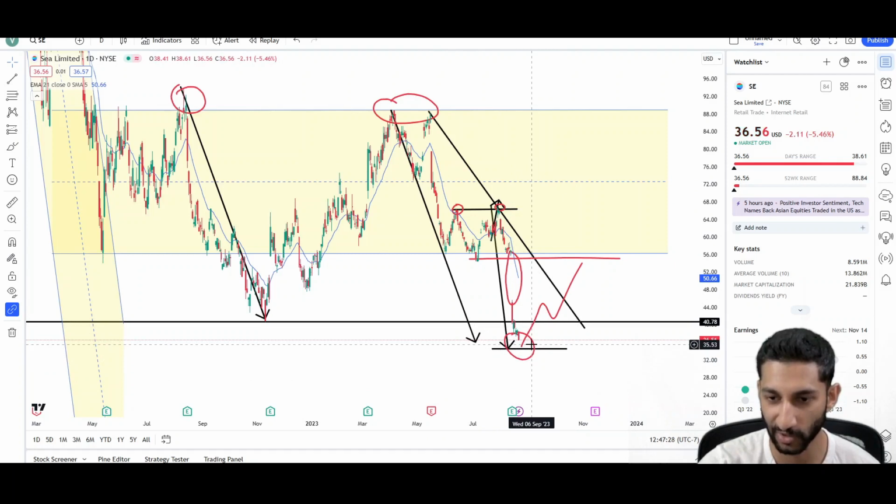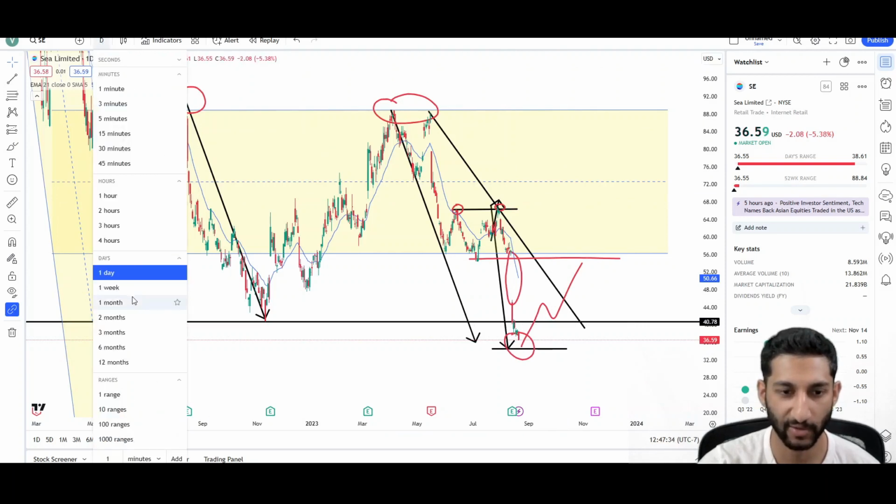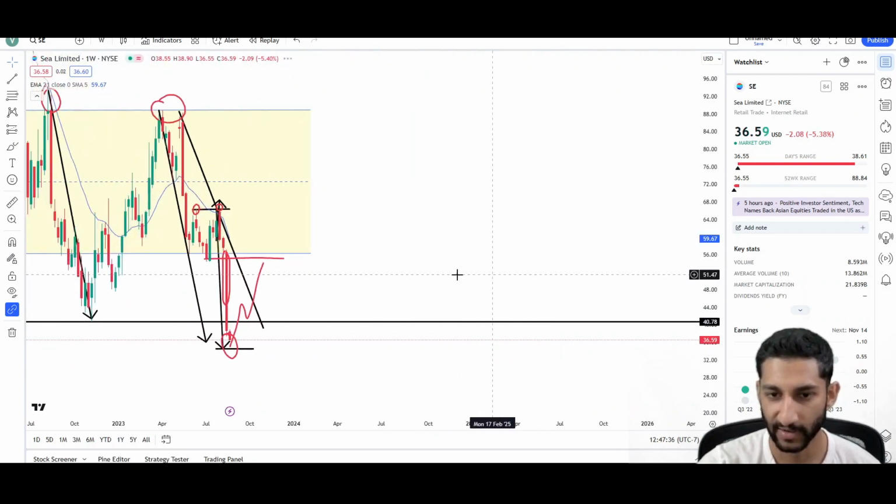So we don't know for sure. Like I said before, it's not really a trade. You have to wait for confirmation, but that's what's expected to occur. Now let's take a look at the weekly chart. So here's the weekly chart.